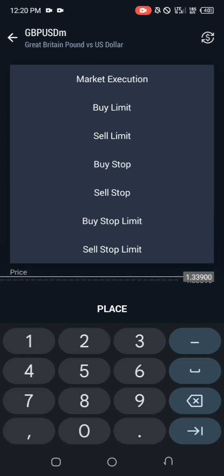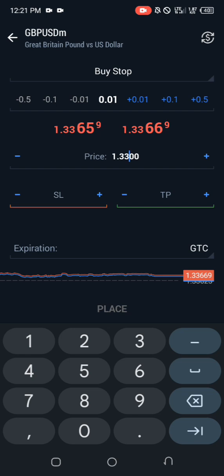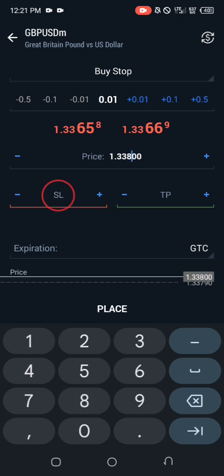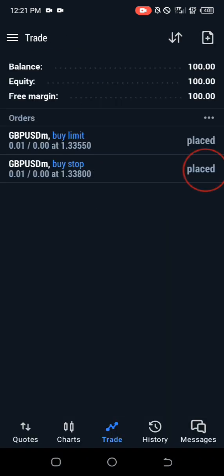Let's click on buy stop. Let's select buy stop here. So let me set a higher price, 1.338. Now stop loss. Let me set stop loss as 1.3367. Then take profit. Take profit should be higher than the price. Let me set it as 1.34. So now when you set this, it is valid. Then you can place the trade. As you place it, done. That means you have successfully placed the trade.